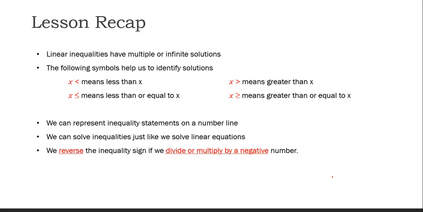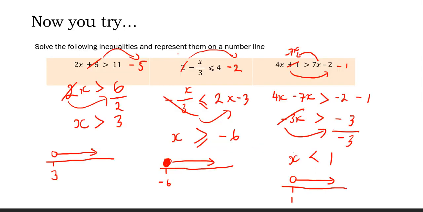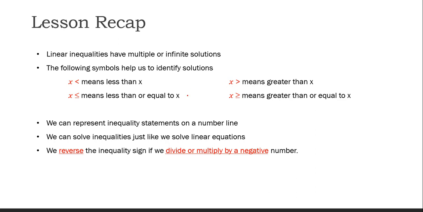All right, so just a quick recap. Linear inequalities have multiple or infinite solutions. Okay, like so this is an inequality saying x is less than 1. So this is saying that x can be less than 1. And that means there's multiple infinite solutions. The following symbols help us to identify a solution. So remember what these represent.